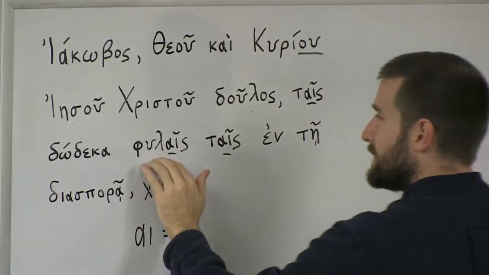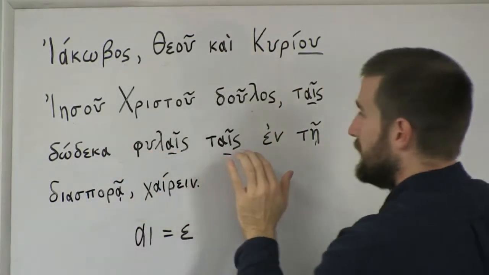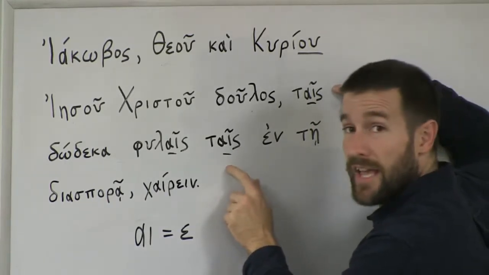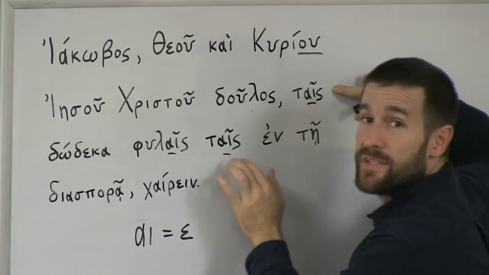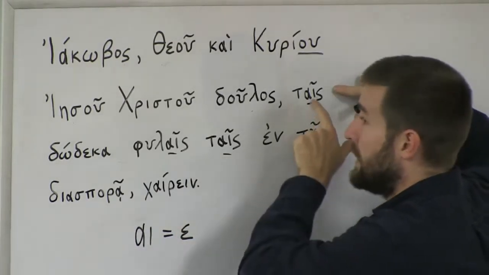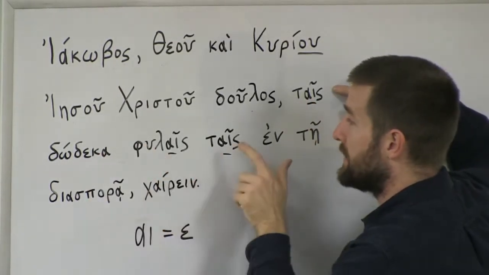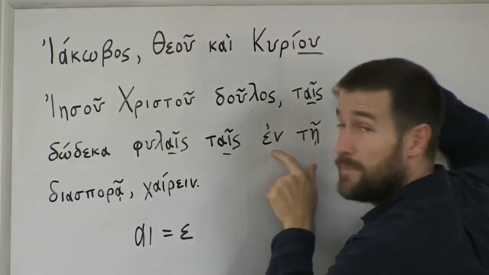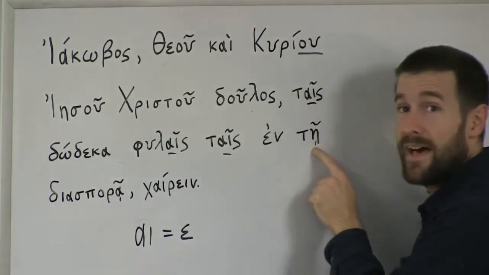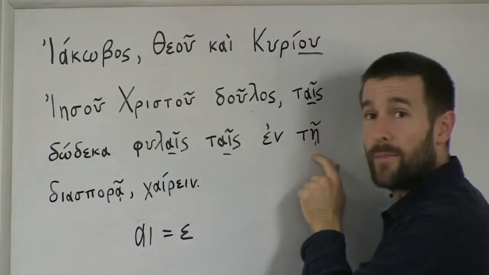Dodeka philes, which is tribes. Tes, notice these two words are the same, okay? This is the "the" again. But in this case, it's functioning as "that" or "which," okay? So it's saying, to the 12 tribes that, en means in. We've already gone over that word. Ti is the "the" again. It's got an iota subscript.